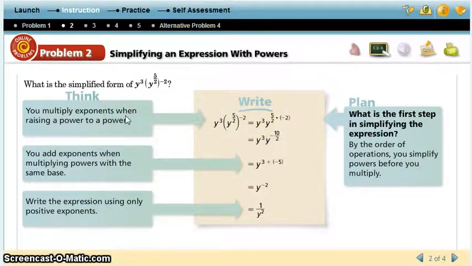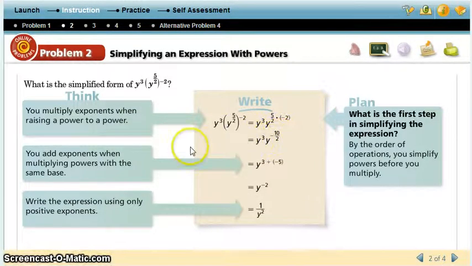So it's telling us over here in the think column that you must use your power to a power property. So I have 5 halves to the negative 2 power. 3 is not involved. It is not inside the parenthesis. Only the 5 over 2. So the 5 over 2 is what we multiply by negative 2. Now, once I multiply 5 over 2 by negative 2, I get negative 10 over 2. So I have y to the third times y to the negative 10 over 2 power.